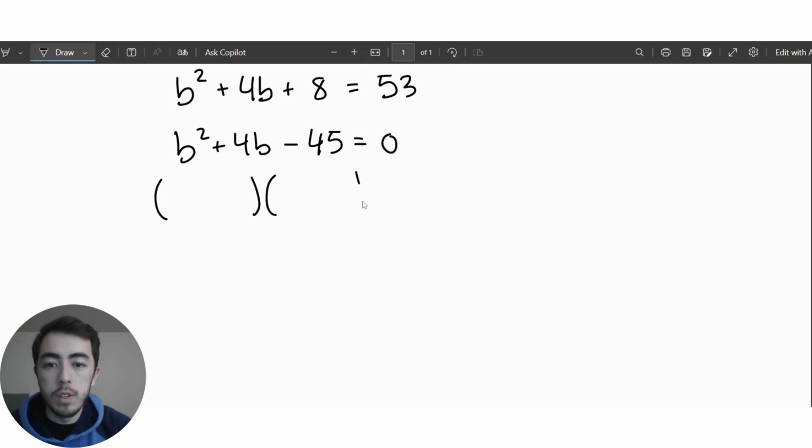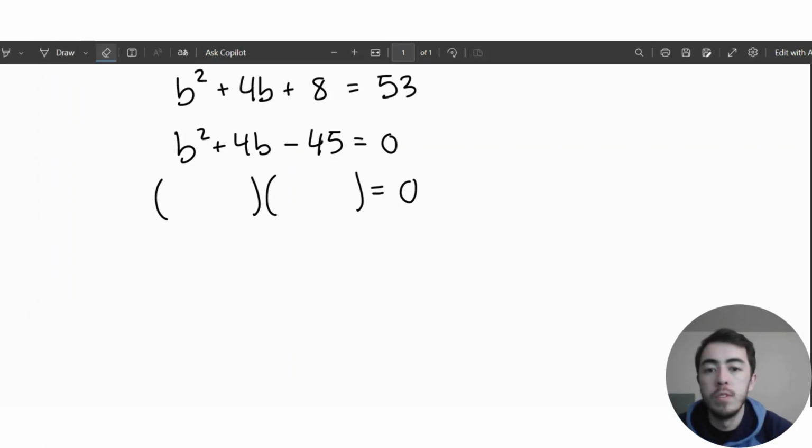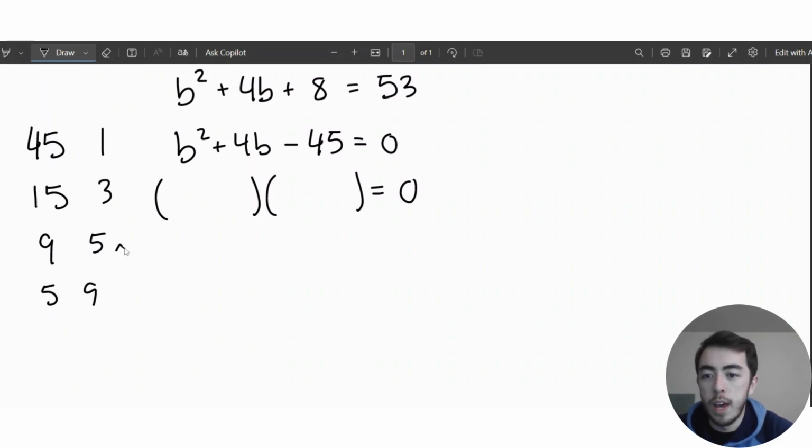Factoring is finding two things that are multiplied to get the same expression. And at least in this setup, the general idea is that I'm finding two numbers that multiply to negative 45 and add to 4. Looking through the factors of 45, I got 45 and 1, then I have 15 and 3, 9 and 5, and then the next one would just be 5 and 9, which is that one again. So here are all the different pairs of numbers that multiply up to 45, and one of them's got to be negative because they multiply to a negative 45.